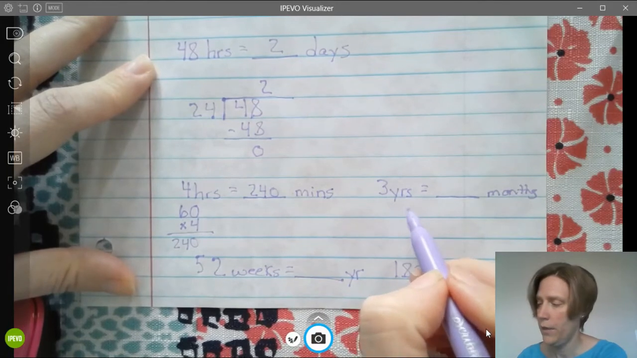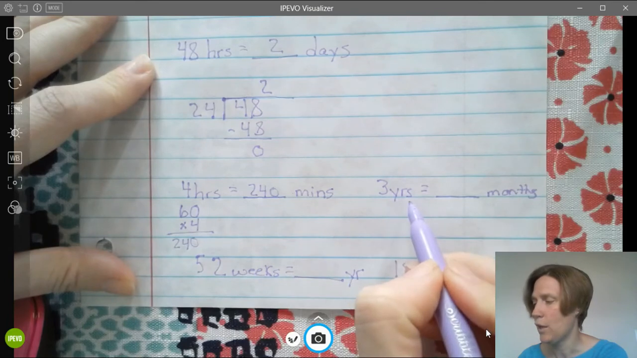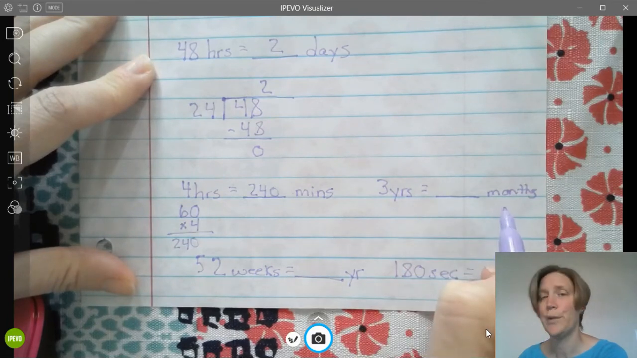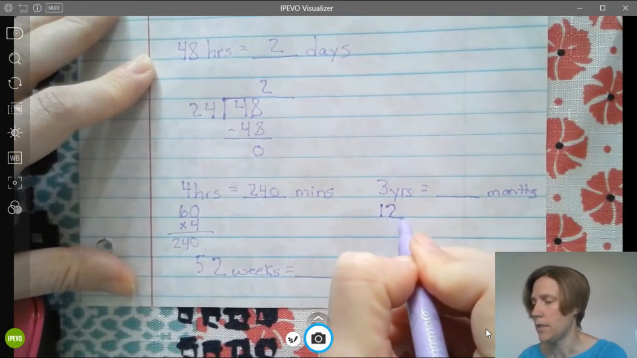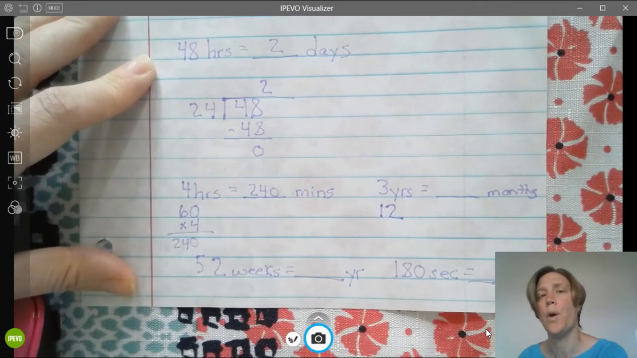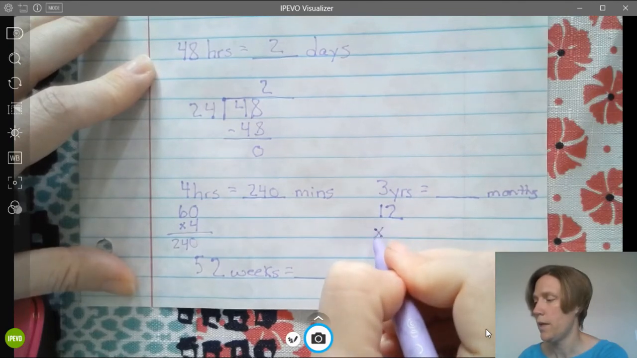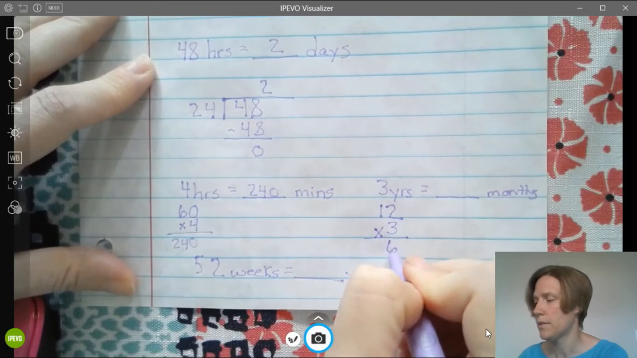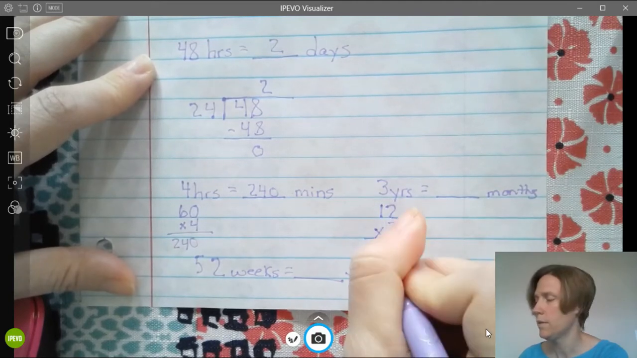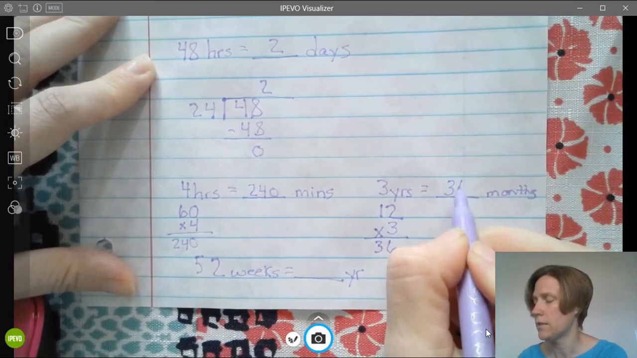All right, moving on. 3 years equals blank months. I'm going from a larger unit to a smaller unit, so I know that I still have to multiply. I know that there are 12 months in 1 year, so I'm going to write down 12. That's how many are in 1 year, and I'm trying to figure out how many months are in 3 years. So I'm going to do 12 times 3. 3 times 2 is 6, and 3 times 1 is 3. So 3 years is the same thing as 36 months.